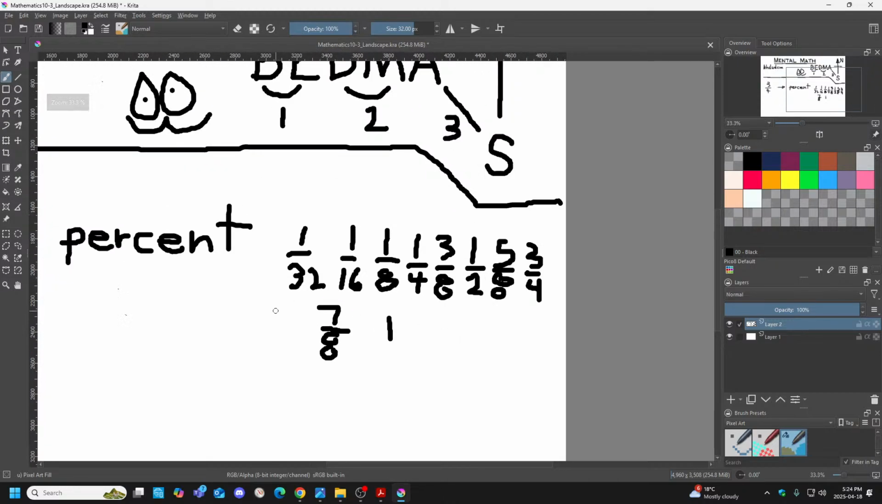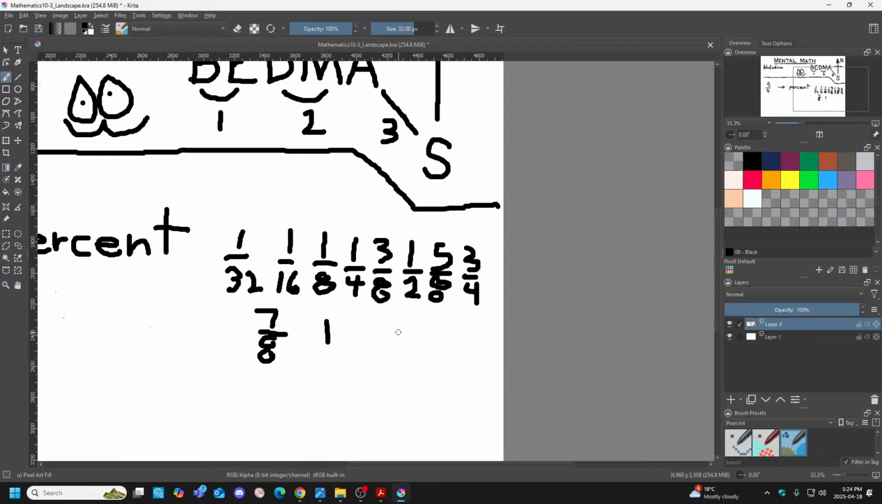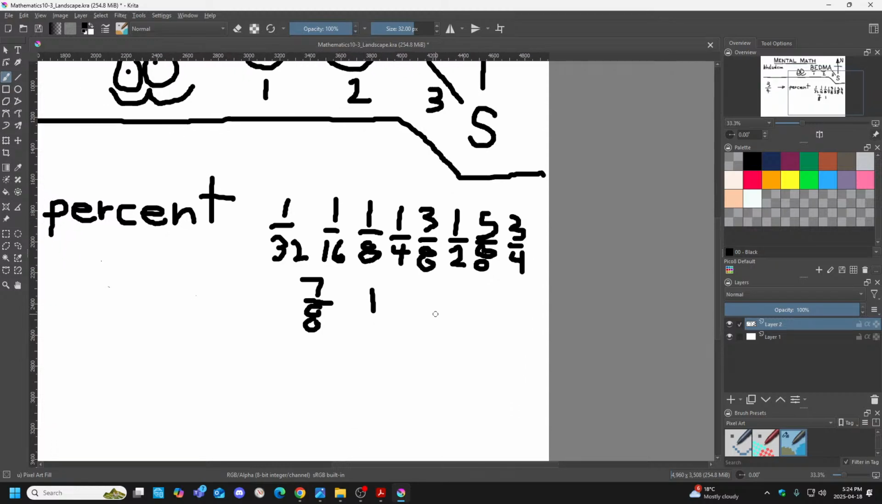32nd, 0.03125. 16th, 0.0625. An eighth, 0.125. A quarter, 0.25. 3/8, 0.375. A half, 0.5. 5/8, 0.625. 3/4, 0.75. 7/8, 0.875.